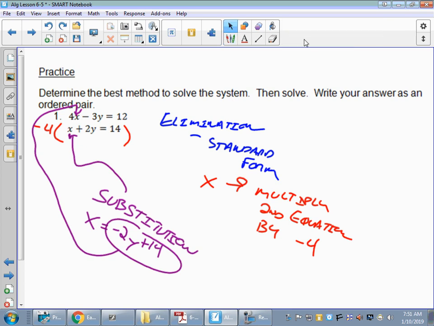And you could actually put them both into slope-intercept form and graph them if that's what you wanted to, but I think elimination and substitution would be easier on that one. So that's how we would get started. Choose the best method and then solve. We're not going to solve it because we'll solve some other ones here and then get some practice doing that.